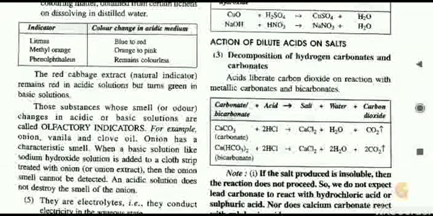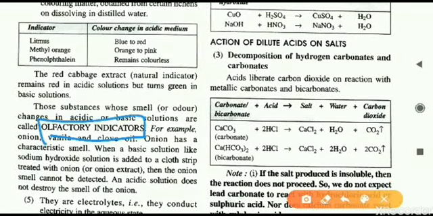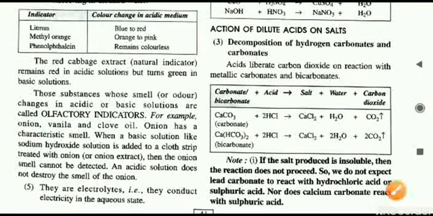Apart from the indicators which show colors, there are certain indicators in which the smell changes. Such indicators are called olfactory indicators. The smell change will be observed with regard to the acid or the basic solution. For example, onion is an olfactory indicator. Here the smell of the onion will disappear in the basic solution, but in the acidic solution it does not change or it does not get destroyed.